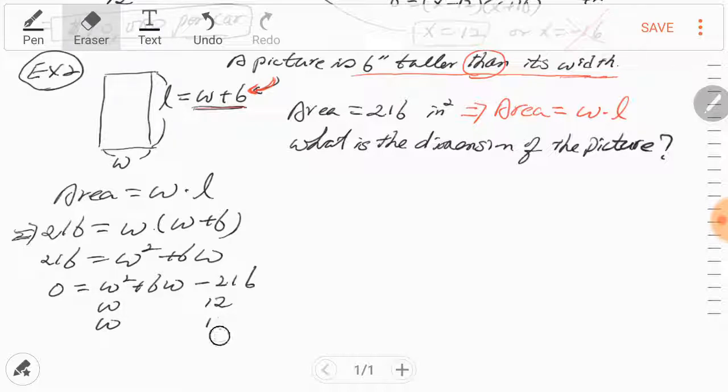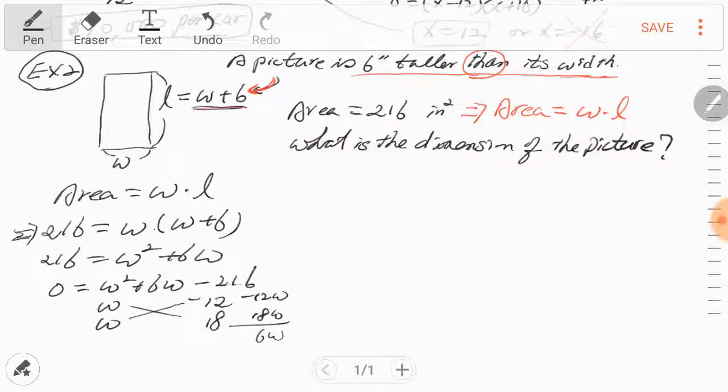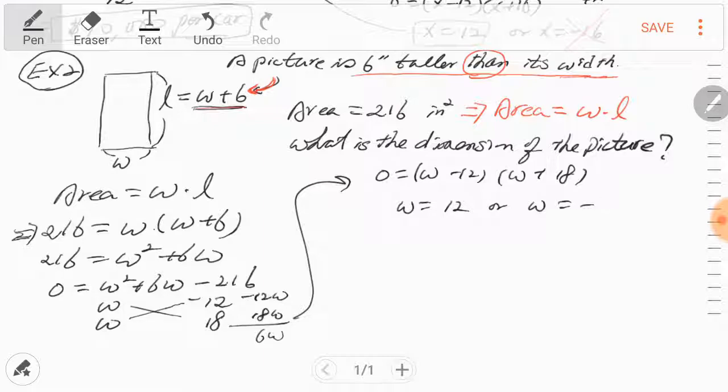This is not easy to find because the number is large. So we can try 2 times 8 is 16, so probably let's try this, 12 times 18. 12 times 18, that is 216. And the minus sign goes with the smaller number. So this is negative 12W, 18W, 6W. Finally we can write the equation as a product of W minus 12, W plus 18. Then W equals 12 or W equals negative 18.